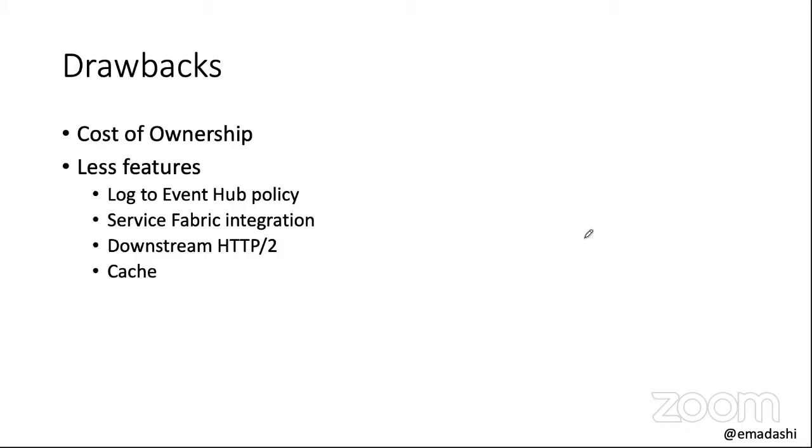Another problem is that even though the component is exactly the same, it's not a replica of the component being deployed in Azure data centers, it is exactly the same thing. But there are several things that are not happening. First of all, features are being added as we go. For example, the log to event hub policy is not there yet. The Service Fabric integration is not there yet. Downstream HTTP2 is not there yet. But also things like caching probably is not going to be there at all.